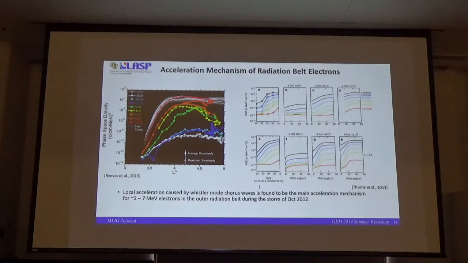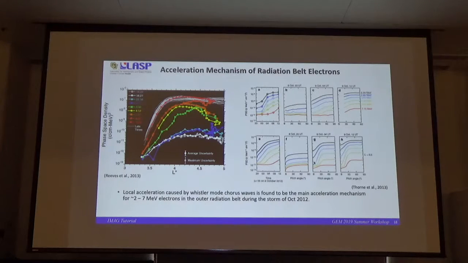So Van Allen Probes also provide deep insights into the acceleration of radiation belt electrons. The left figure here from Reeves et al. in 2013 studied the phase space density evolution during an intense storm of October 2012. And as shown in this figure, you can clearly see there's a locally growing phase space density peak in the outer belt, which suggests that local acceleration is the main mechanism responsible for accelerating those particles.